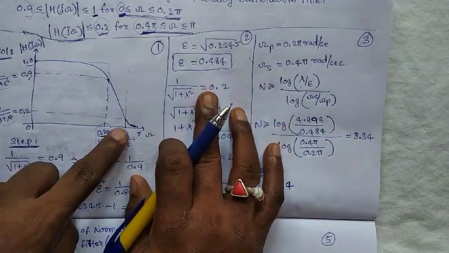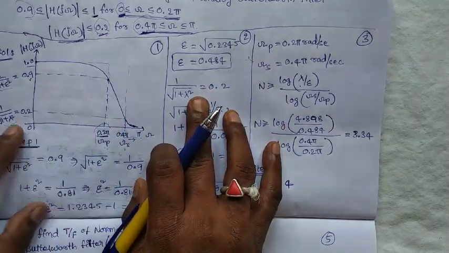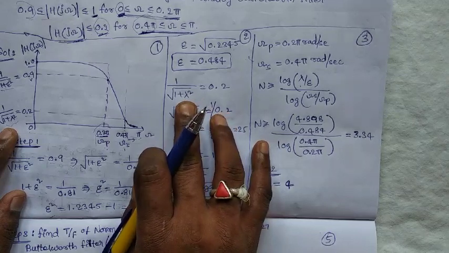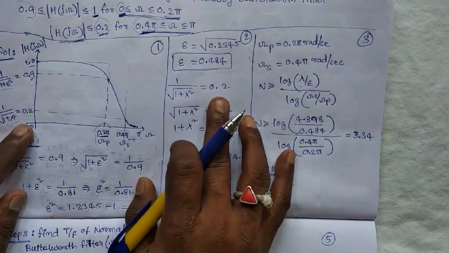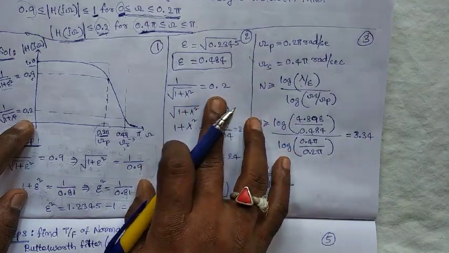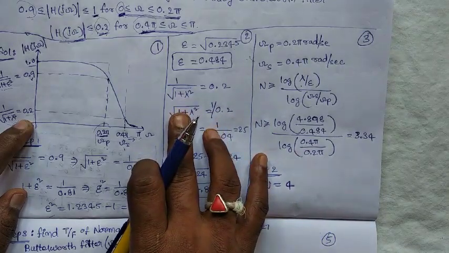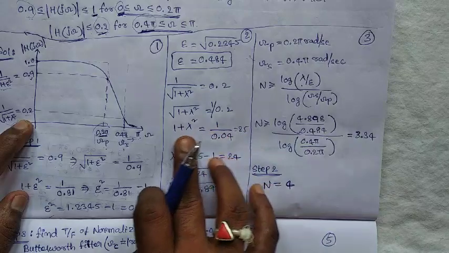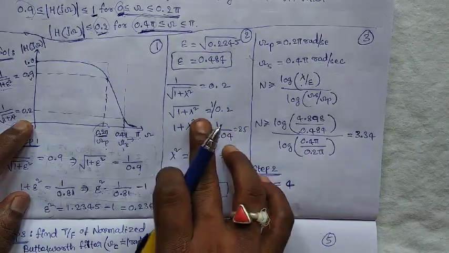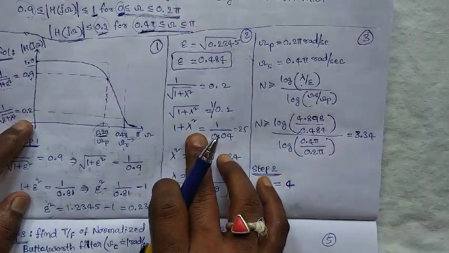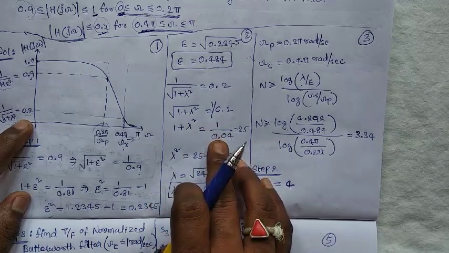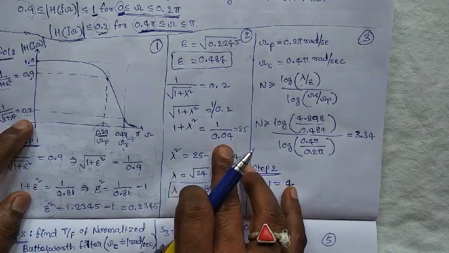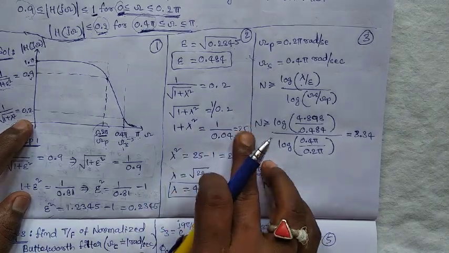And similarly at the stop band frequency, magnitude is what? 1 by square root of 1 plus lambda square is equal to 0.2. From this, square root of 1 plus lambda square is equal to 1 by 0.2. Squaring on both sides of this equation, 1 plus lambda square is equal to 1 by 0.2 square. 1 by 0.04, its value is 25.